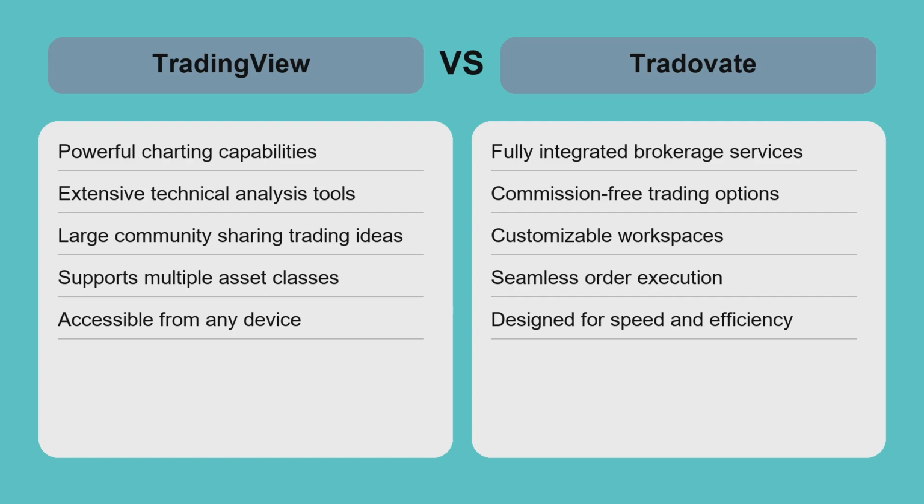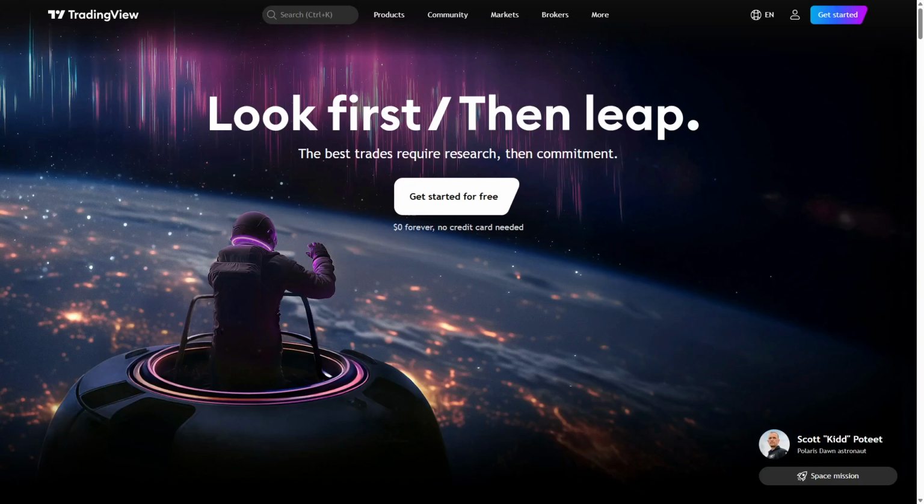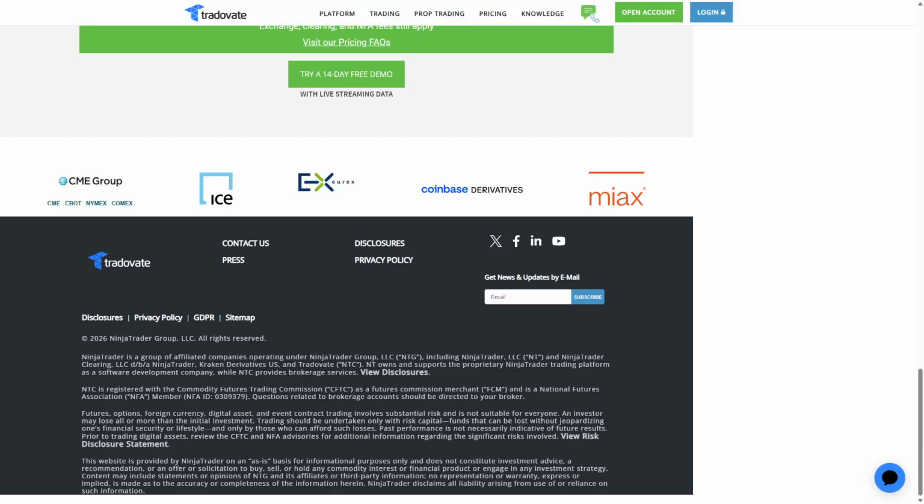but smoother trade execution. Choose TradingView if you want top-tier charting and community insights and are comfortable linking with a separate futures broker for order execution. Opt for Tradovate if you need an integrated futures trading platform with fast execution and transparent pricing. Its focus on futures and brokerage services makes it ideal for active traders seeking a simplified, cost-effective solution without sacrificing performance.